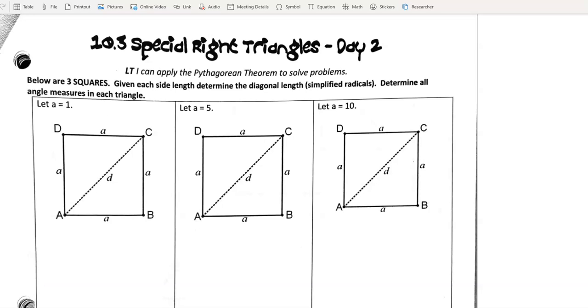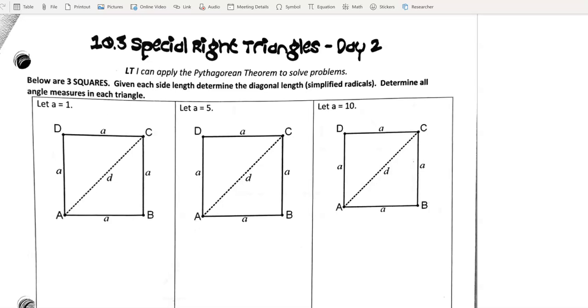This is Mr. Martin. In this video we are continuing with special right triangles. In the last lesson we looked at 30, 60, 90 triangles, and we figured out that each of the sides is always going to be in the same ratio, which helps us to figure out missing parts of a 30, 60, 90 triangle. And in this video we're going to look at another special right triangle called 45, 45, 90 triangles.